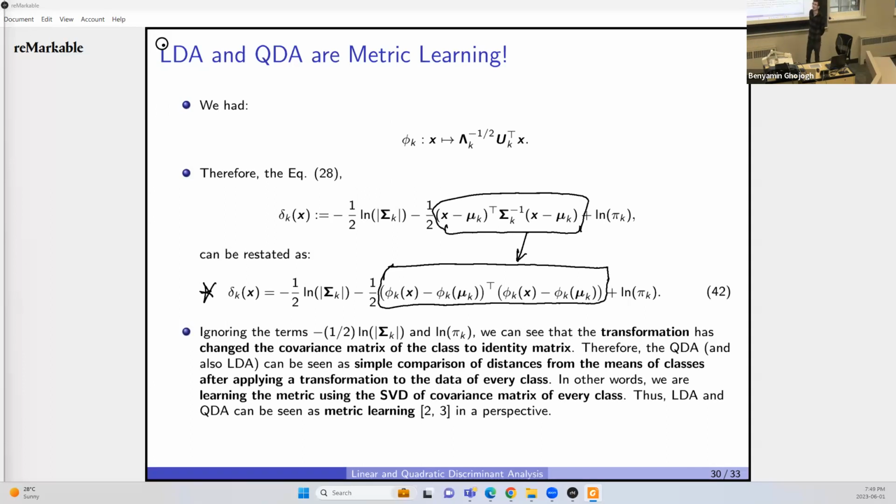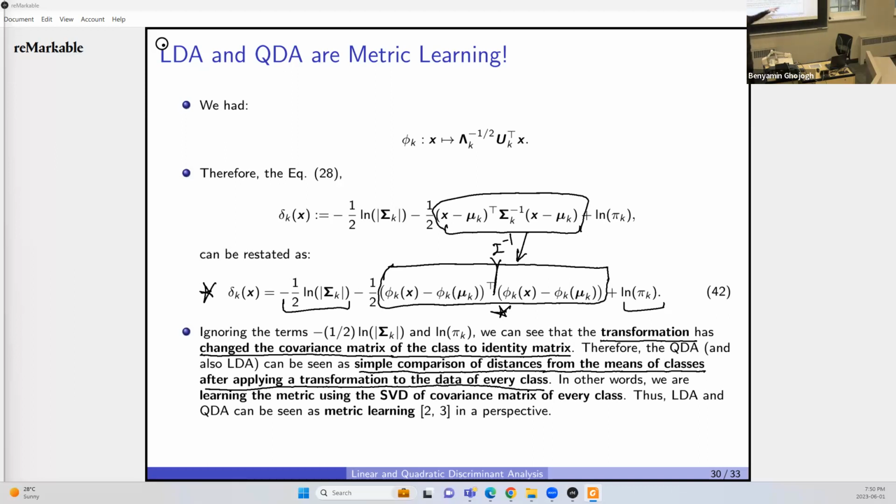What is it saying? Hi, guys, listen. Ignore for now these two terms. Let's talk about this middle term. Ignoring that, we can see that the transformation, which is phi, has changed the covariance matrix of the class to the identity matrix, because here you can see it's I inverse, right? After applying this transformation, the covariance matrix has become identity. Therefore, QDA and also LDA can be seen as a simple comparison of distances from the means of classes after applying the transformation to the data of every class.